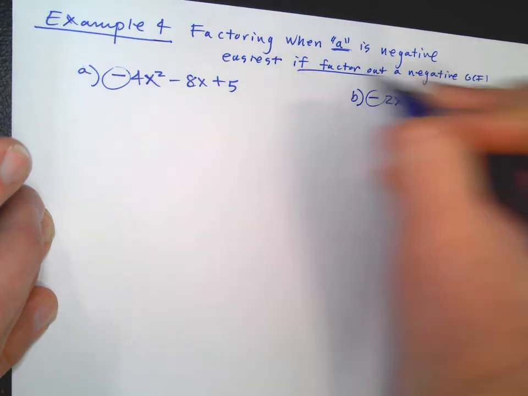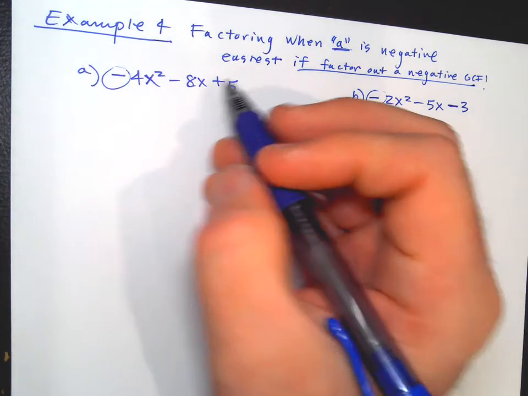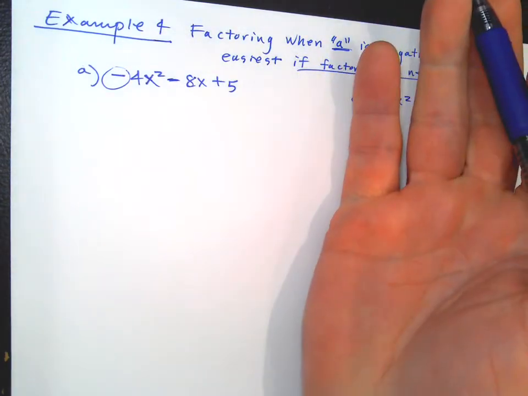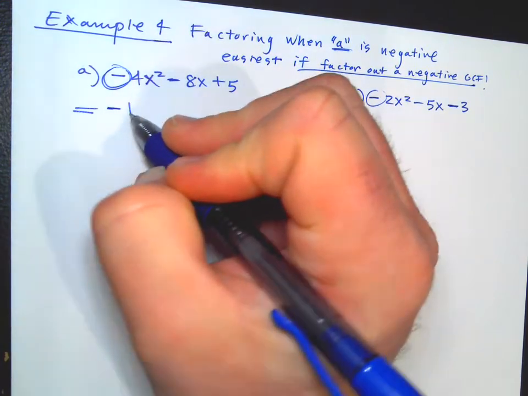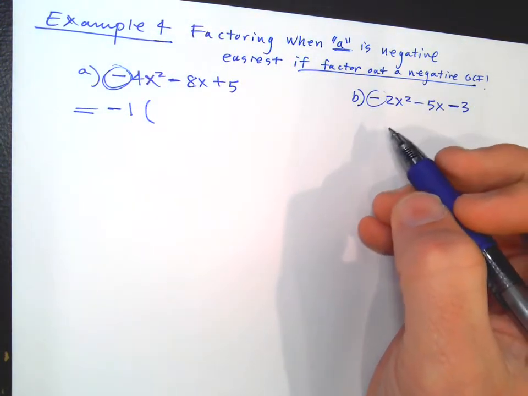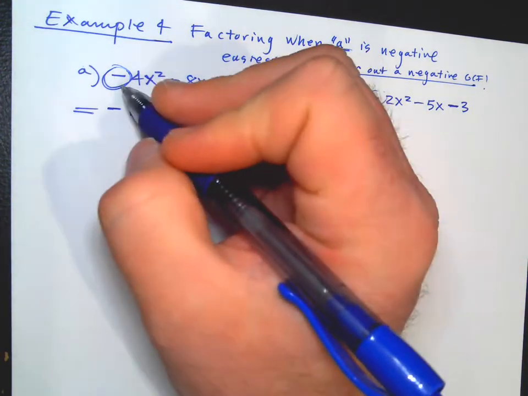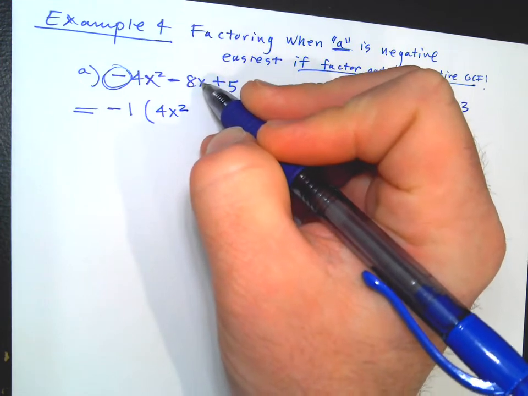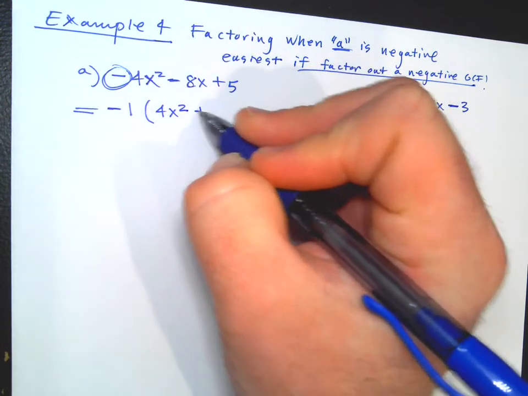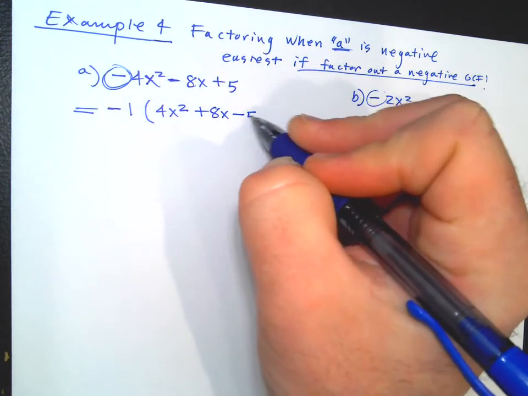Okay, factor it out. Now here's the deal. If you look at GCF for this, you'd be like, oh, there is no GCF. But remember, 1 could be the GCF. This negative, I want to factor a negative 1 out of everything. Okay, now factoring is just dividing. If I divide negative 4x squared by negative 1, I get positive 4x squared. If I divide negative 8x by negative 1, I get positive 8x. If I divide positive 5 by negative 1, I get minus 5.